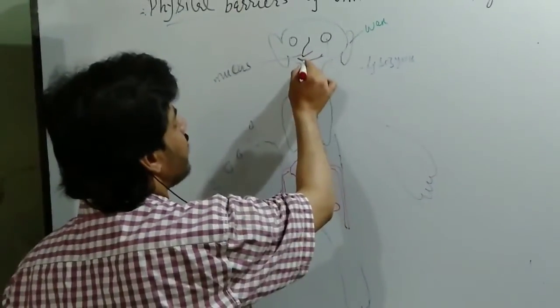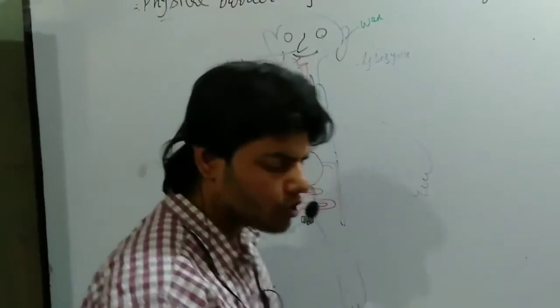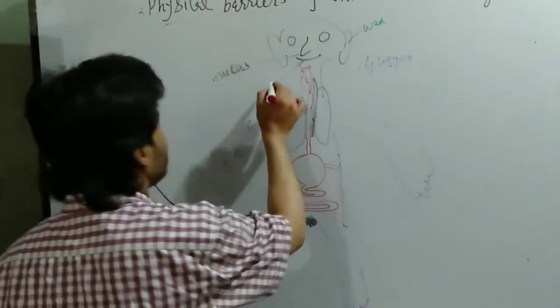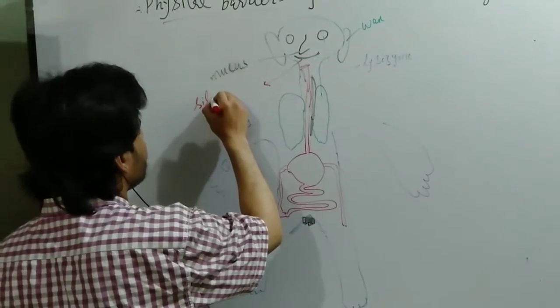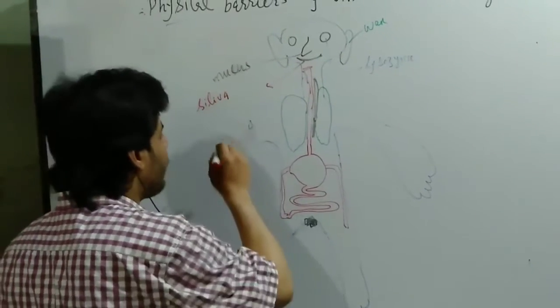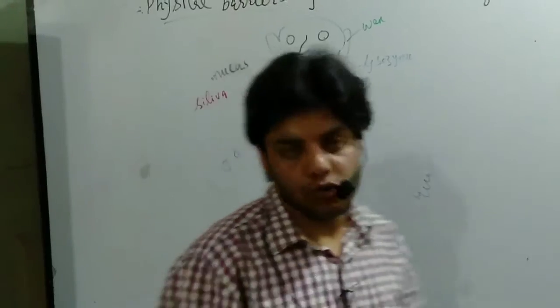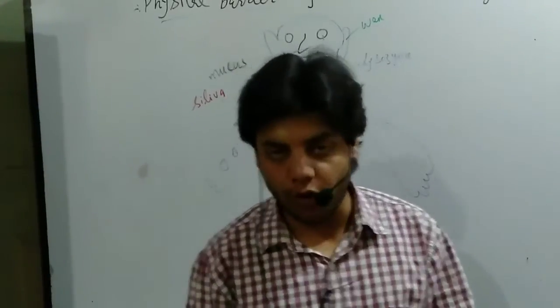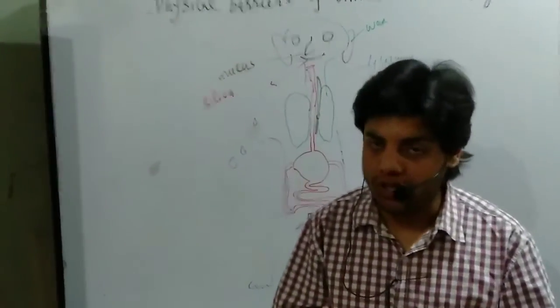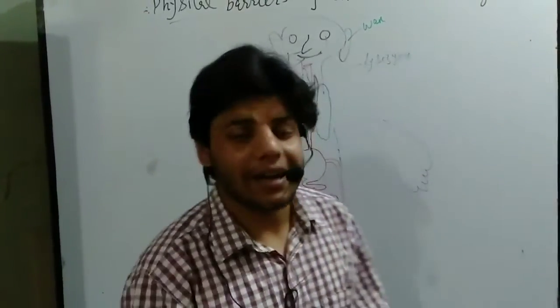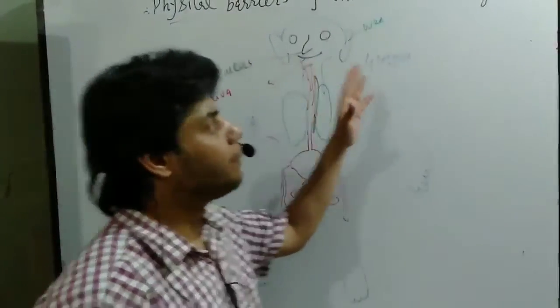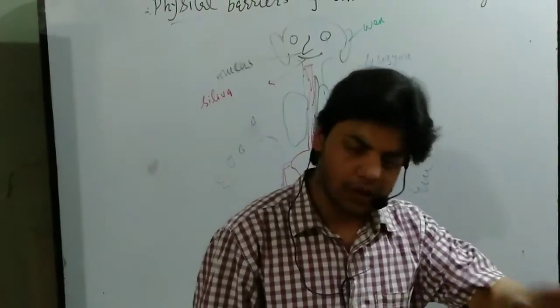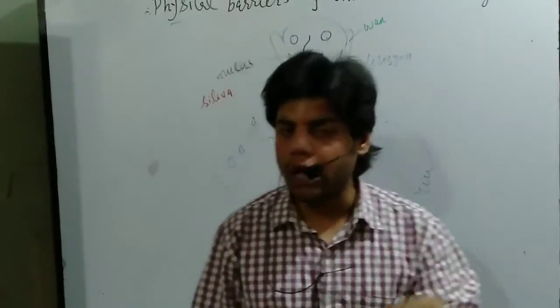Then we have the mouth portion. The mouth contains saliva. Inside saliva we have lysozyme, lactoferrin, and peroxidase. All these are chemicals, and all of them act as a physical barrier of the innate immune system. They have antimicrobial properties.